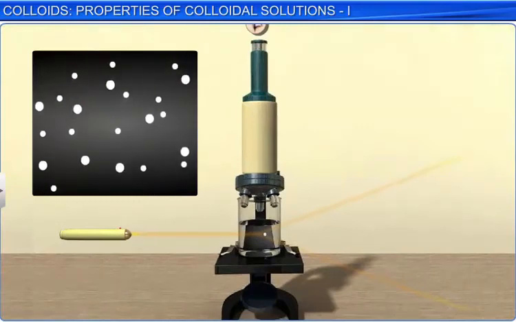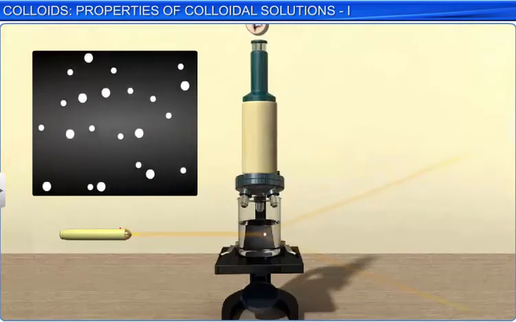Thus, we can say that the ultramicroscope does not render the actual colloidal particles visible, but allows the light scattered by them to be observed. It does not provide any information about the size and shape of the colloidal particles. The Tyndall effect also confirms the heterogeneous nature of colloidal solutions.